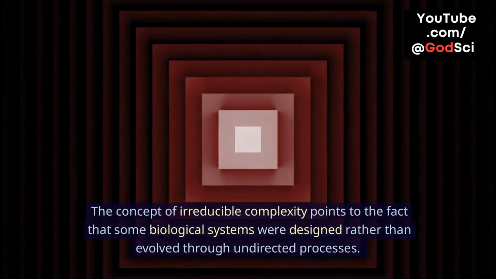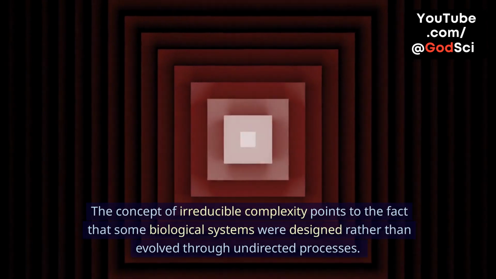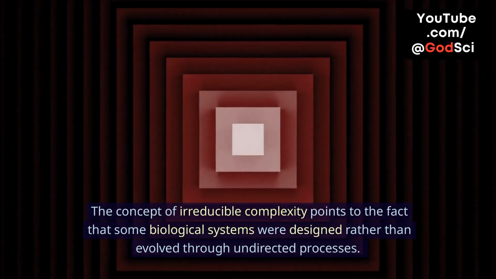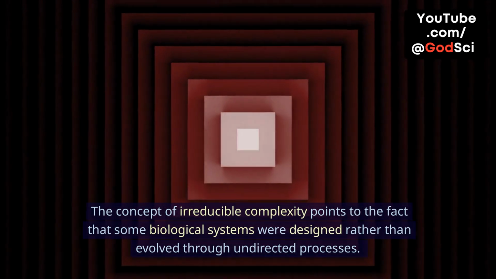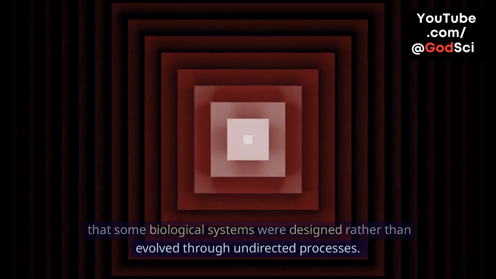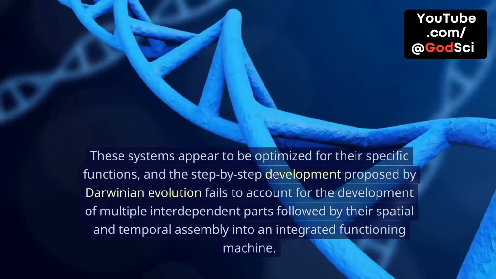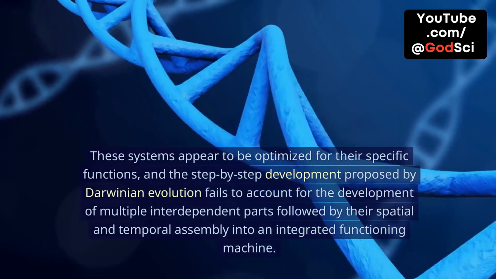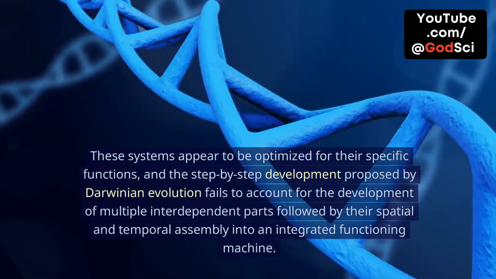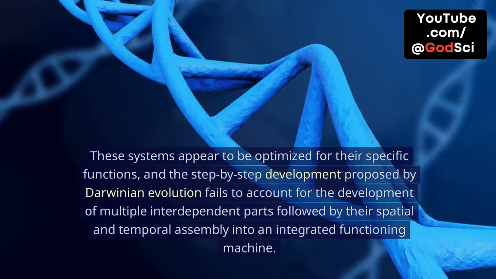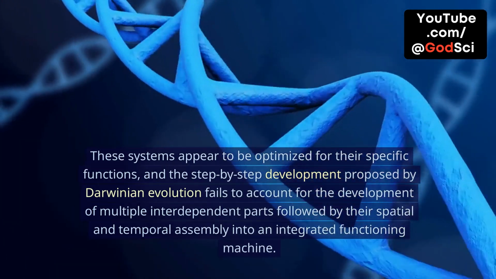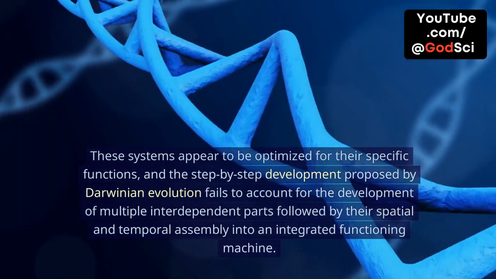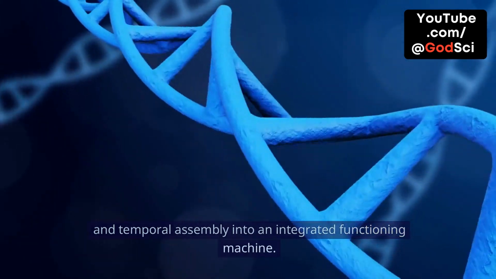The concept of irreducible complexity points to the fact that some biological systems were designed, rather than evolved through undirected processes. These systems appear to be optimized for their specific functions, and the step-by-step development proposed by Darwinian evolution fails to account for the development of multiple interdependent parts, followed by their spatial and temporal assembly into an integrated functioning machine.